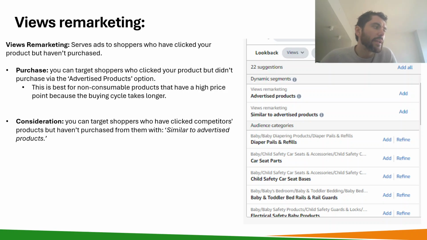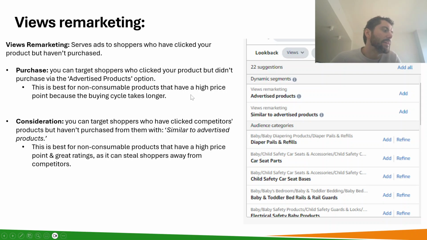Then you can also target those shoppers who are viewing those competitors we just talked about, and this is where similar to advertised products comes in. And this is going to be best for those non-consumable products that are at a high price point but also have a great rating. If you have a better rating than your competitors, that's a reason for people to say, hey, let me check these people out, let me buy from them. They are a stronger product. I do this all the time with Google when I'm looking at restaurants to go eat.